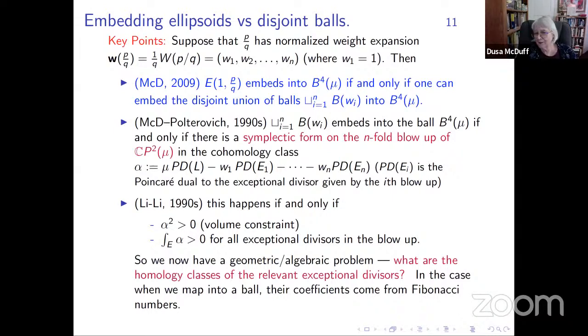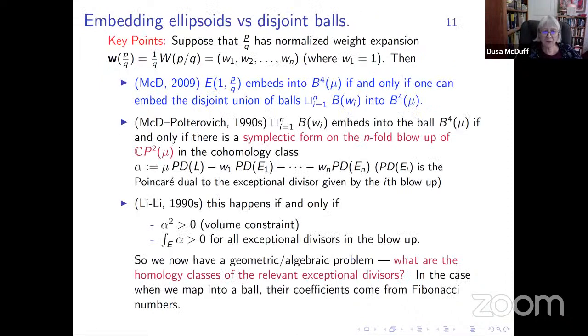And so we now have a sort of geometric algebraic problem. What are the homology classes of the relevant exceptional divisors that actually are going to obstruct our embedding? Because there are not all of them. We want to embed this particular ellipsoid. So we're given a bunch of numbers here, and we want to know what's obstructing that embedding.